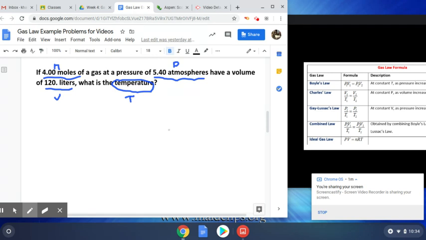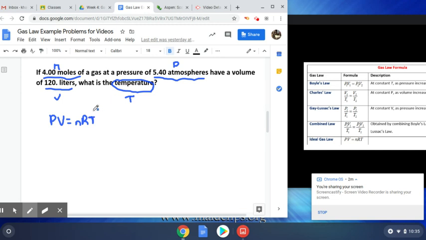So here you only have one of everything. You don't have P1, P2, you just have P. Okay, so that's another way to tell that you need the ideal gas law. Whatever works best for you, that's what you should do. So this one we're going to use the ideal gas law, which is PV equals nRT, and then circle what you're looking for.